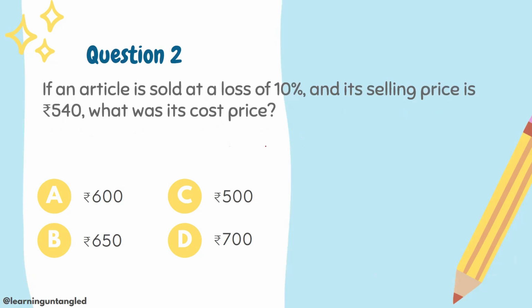Okay. What is the cost price? We don't know the cost price. Let's assume that the cost price is X. Now it is sold at a loss of 10%. The selling price is X minus 10% of X, or the selling price is basically 90% of the cost price. This is equal to 540. So this is your equation. You can go ahead and solve it for X, and your answer is A, 600 rupees.